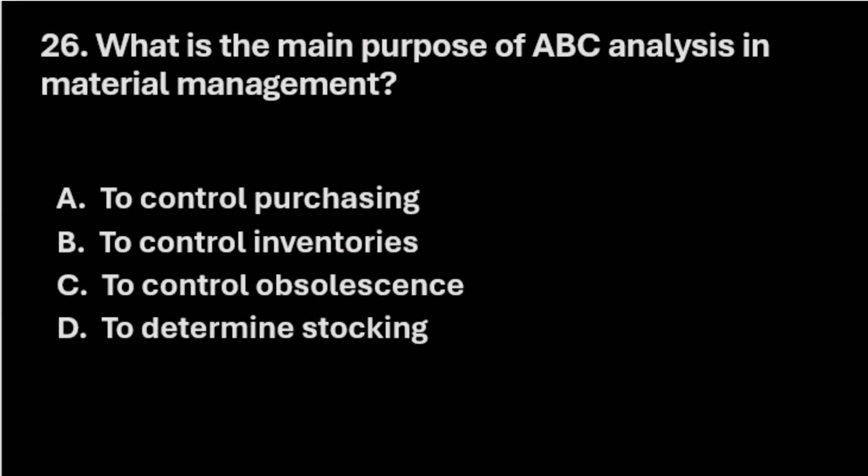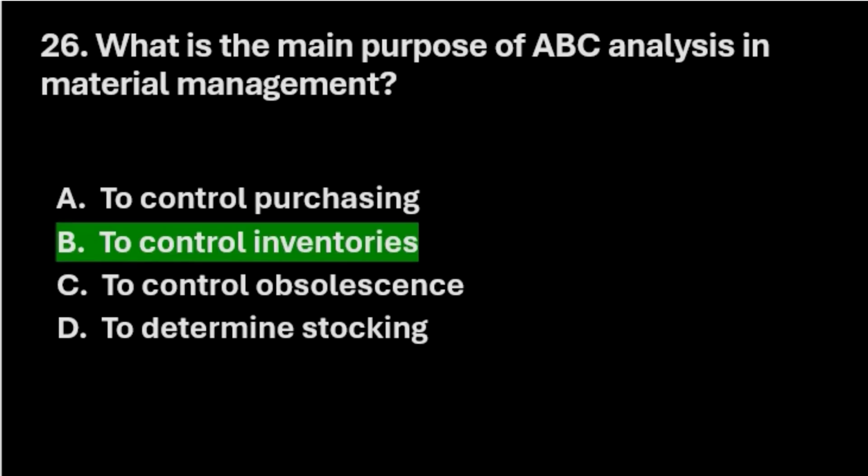The first question: what is the main purpose of ABC analysis in material management? Option A: to control purchasing. Option B: to control inventories. Option C: to control obsolescence, and option D is to determine stocking. The right answer is option B, to control inventories.